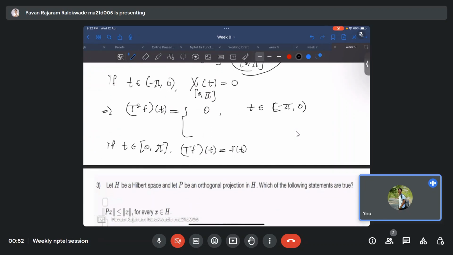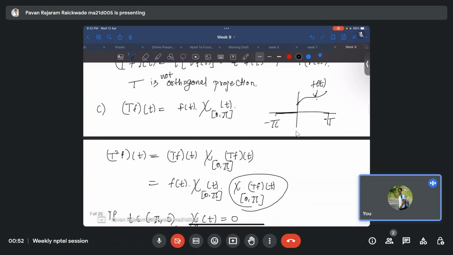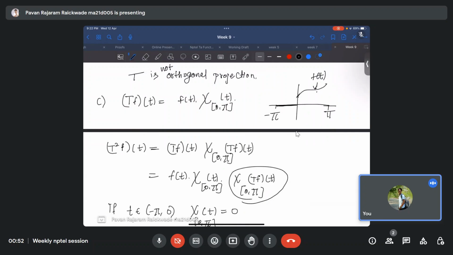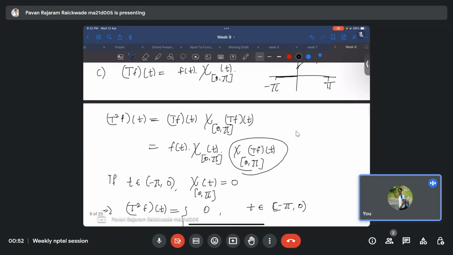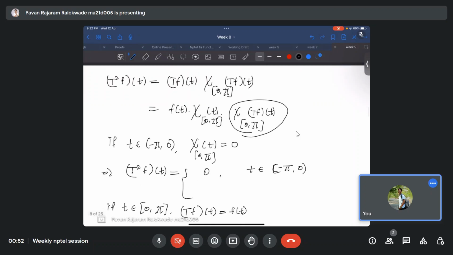I don't really see how this is a projection. Just give me a minute. Because this can happen, right? That the image of f is not in the interval 0 to pi, when t belongs to 0 to pi. At that time, this is not going to be ft.